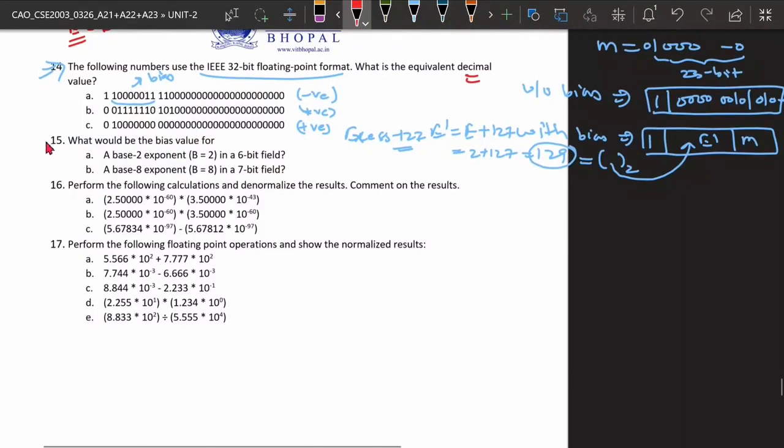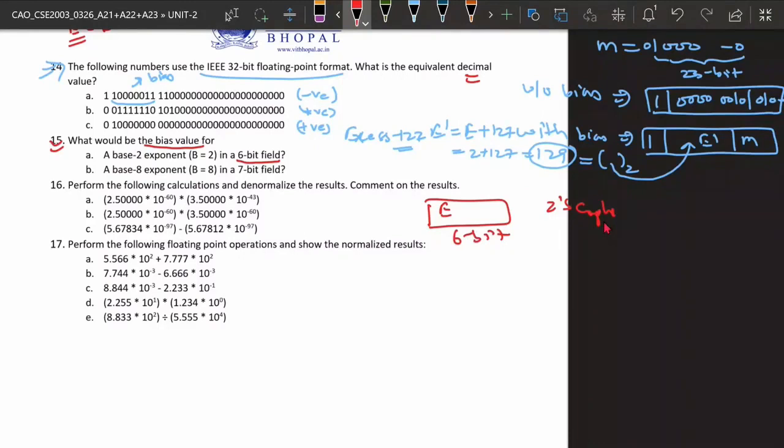Okay, so the next question is, what would be the bias value? You need to find out the bias value. How we find out the bias value is by finding the range of 2's complement numbers for that particular representation. So if the base of 2 exponent is a 6-bit field, that means the exponent is represented by 6 bits. That means the exponent can represent positive and negative numbers, so we need to find out the 2's complement range.